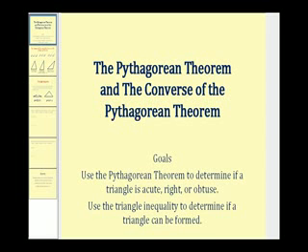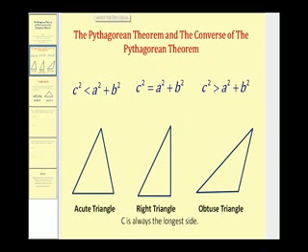Welcome to a video on the Pythagorean Theorem and its converse to determine if a triangle is an acute triangle, a right triangle, or an obtuse triangle. We'll also take a look at the triangle inequality to determine if a triangle is even possible given the length of three segments.